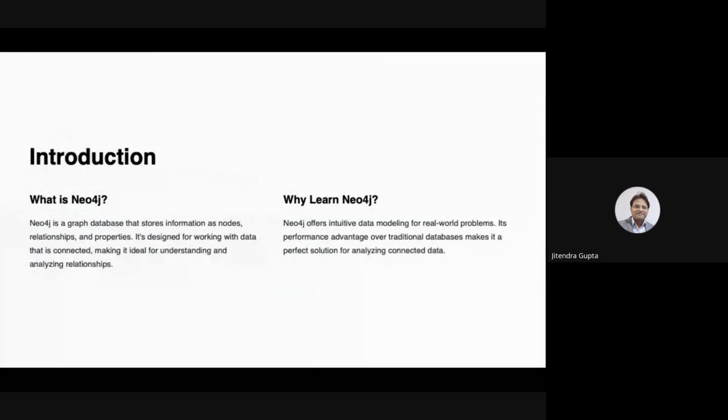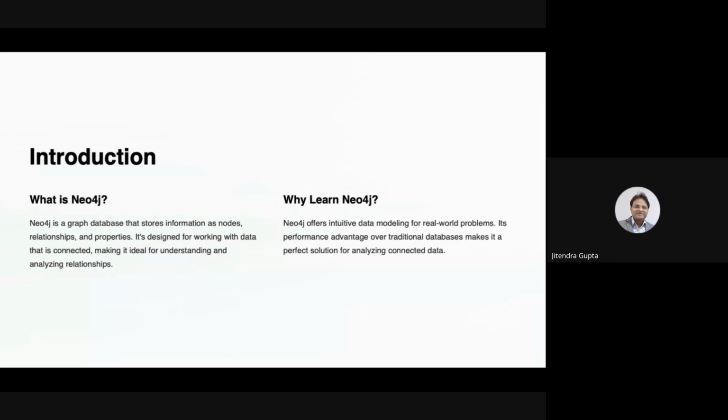The next slide. So a quick introduction to Neo4j. As you know, it's a graph database. And when we say graph, you will always find that there will be some nodes in a graph, and there will be a connection between two nodes. I will discuss that with the help of a picture itself, to see how that looks.